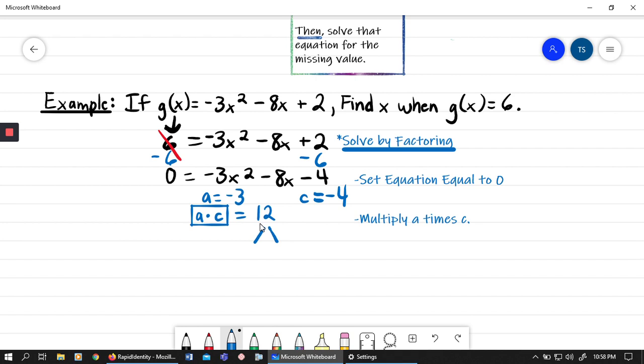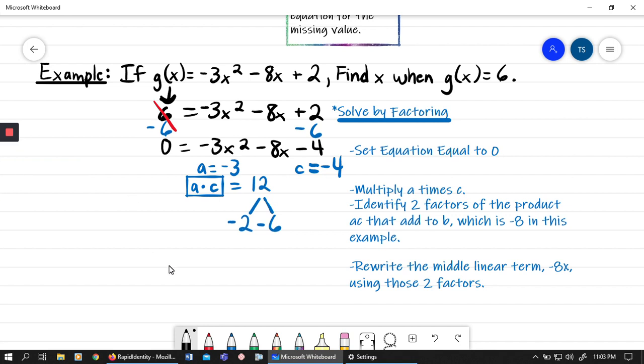Alright, so factors of 12 are 1 and 12, 2 and 6, and 3 and 4. The factors here that would add to 8 are 2 and 6, and in order for them to add to -8, they would have to be -2 and -6. So we've identified those two factors of 12 that add to -8. Now what we need to do is rewrite the middle linear term, -8x, in this example.